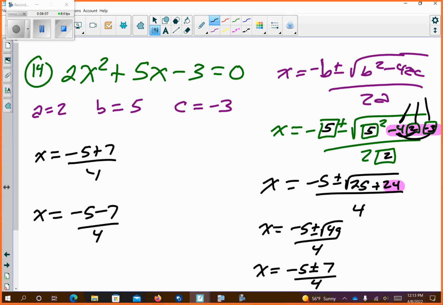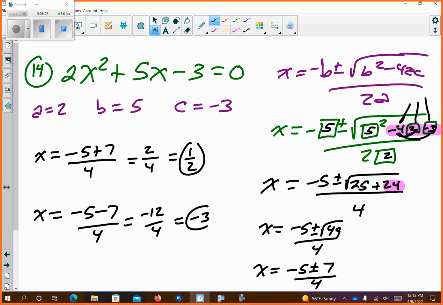Now, why am I doing this? Because I no longer have a radical, so I can actually do the math to it. So negative 5 plus 7 is 2, 2 over 4, so that gives me 1/2. That's one of my answers. The next one, negative 5 minus 7 is negative 12 over 4. That gives me negative 3. Those are my two answers. So that one would have factored. The reason you know it would have factored is because your answers came out to fractions, like that didn't have any radical signs or anything like that.